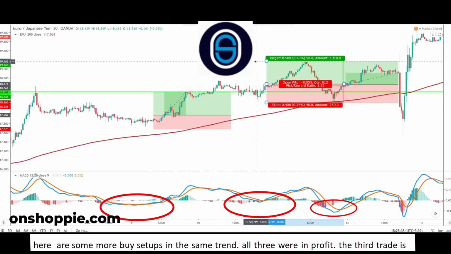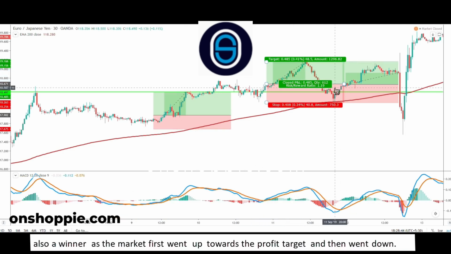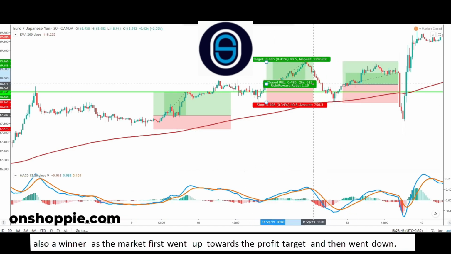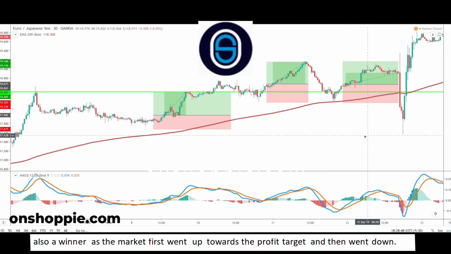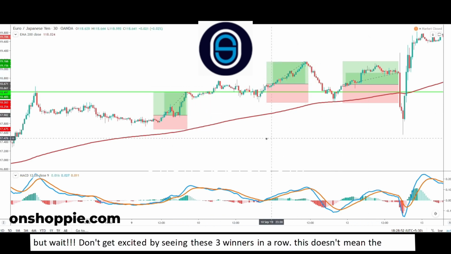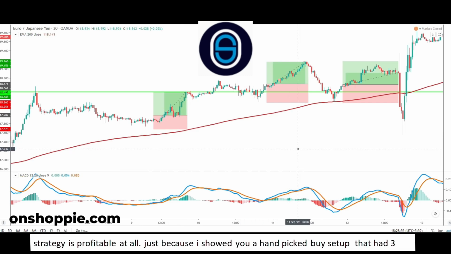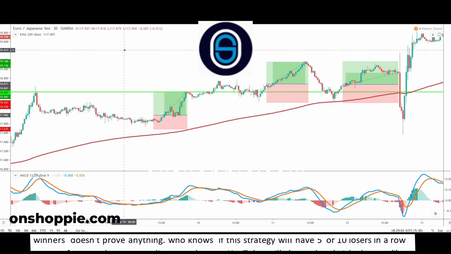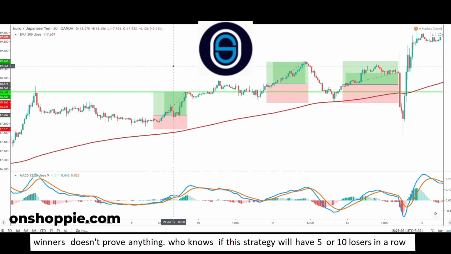Here are some more buy setups in the same trend. All 3 were in profit. The third trade is also a winner, as the market first went up towards the profit target, and then went down. But wait. Don't get excited by seeing these 3 winners in a row. This doesn't mean the strategy is profitable at all. Just because I showed you a hand-picked buy setup that had 3 winners, doesn't prove anything. Who knows if this strategy will have 5 or 10 losers in a row next.